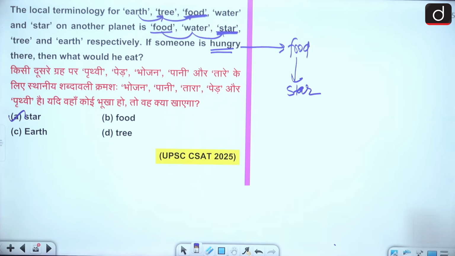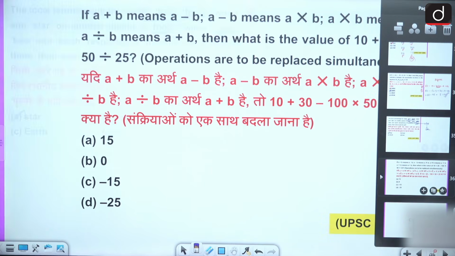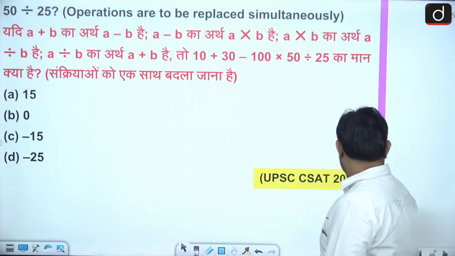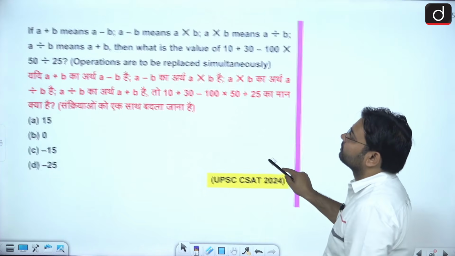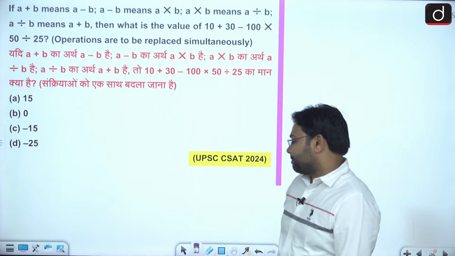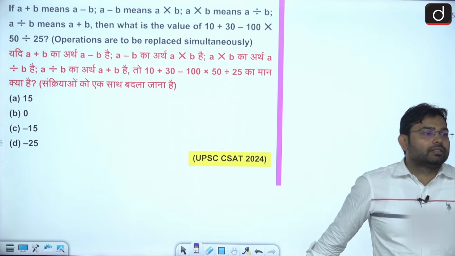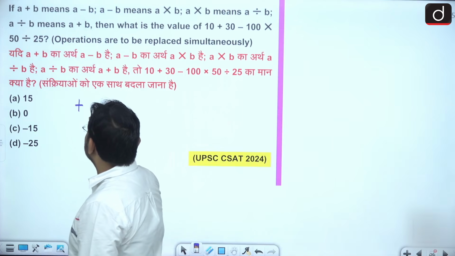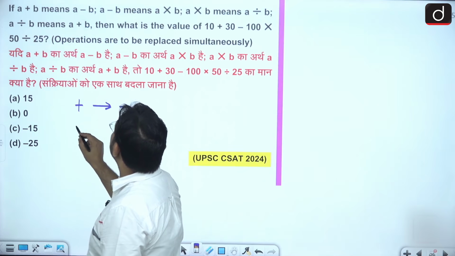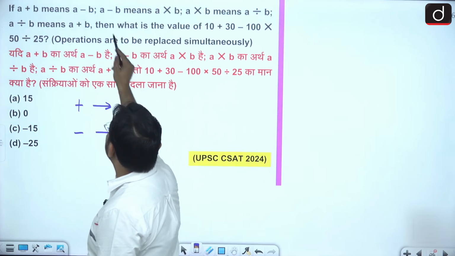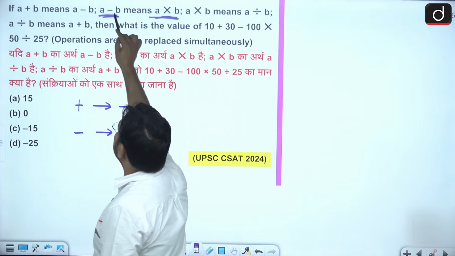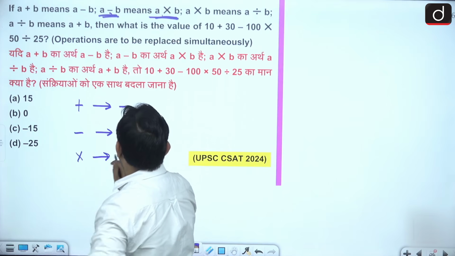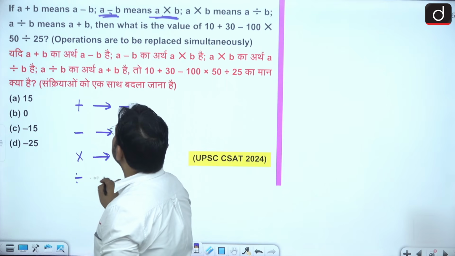Next one. This is from 2024. Simple it is. He is saying plus is replaced by minus, or you can say plus is minus, and minus means multiplication, because a minus b means a into b. So minus means multiplication and multiplication means divide and divide means plus.